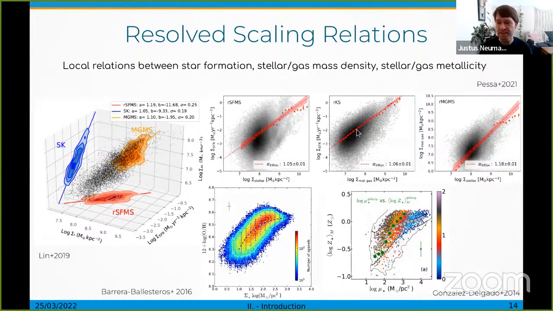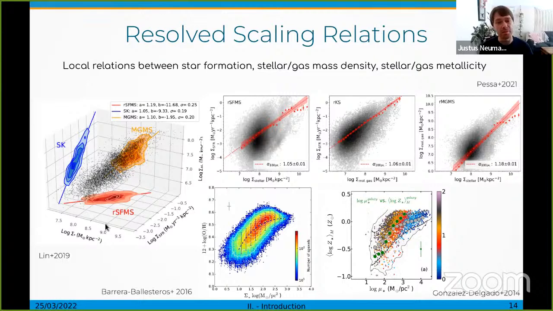And then you can plot these against each other. You see they all correlate somehow. So you have the resolved star formation main sequence on the left, the resolved Kennicutt-Schmidt relation in the middle, and the resolved molecular gas main sequence on the right. And all 3 can be plotted together, as you see in this 3D plot. So there's definitely some correlation between all 3 of them. And people have started to look at this in more detail.